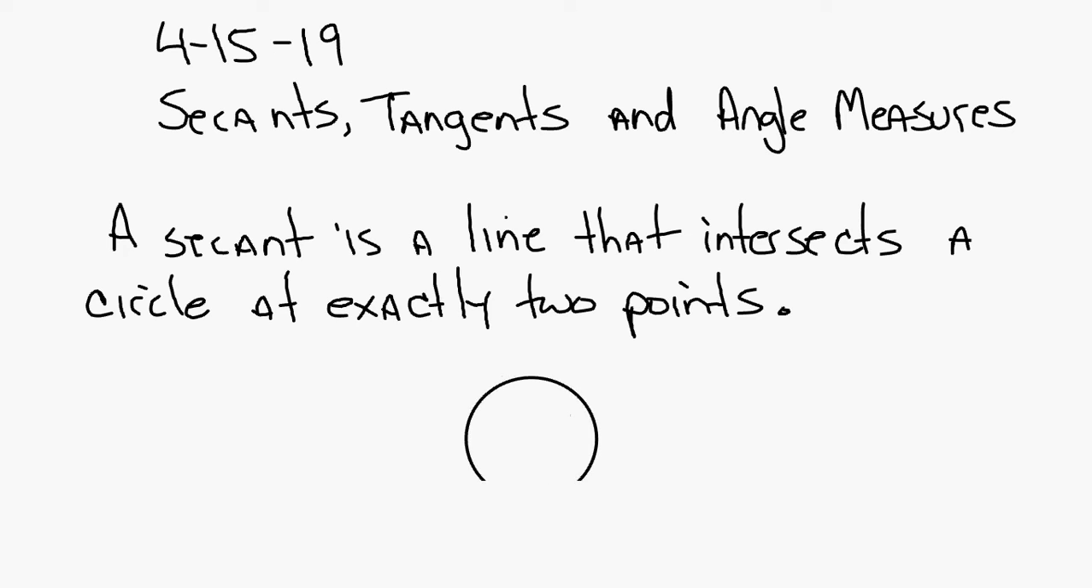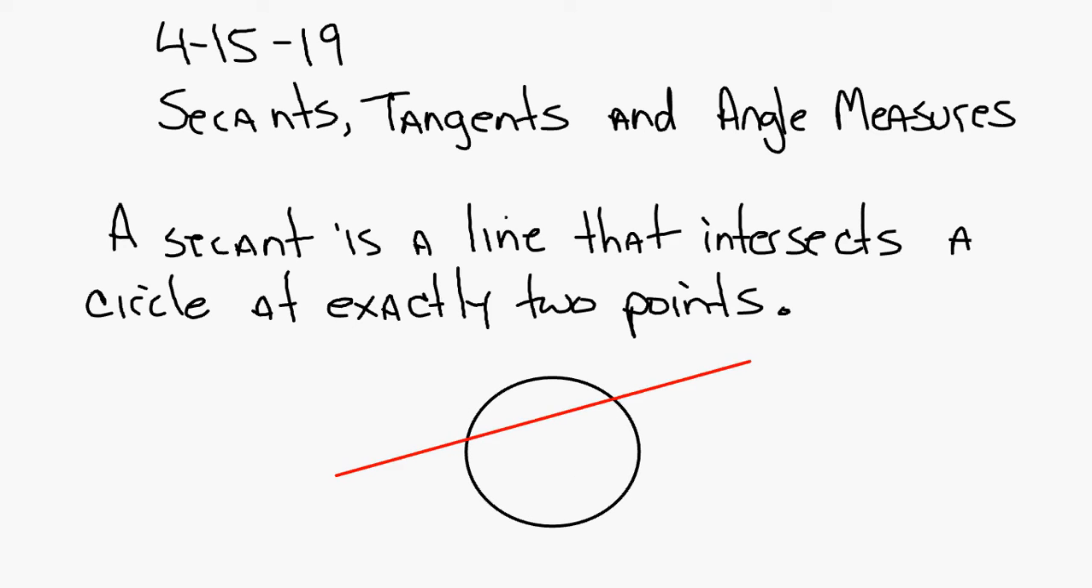So here, this red line is a secant. It cuts through the circle, it hits it in 2 places. This blue line is also a secant. A line intersects a circle at exactly 2 points. So when those lines intersect that circle at 2 points, they create angles.